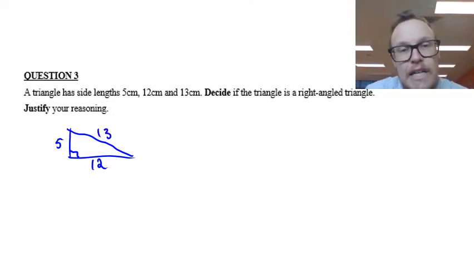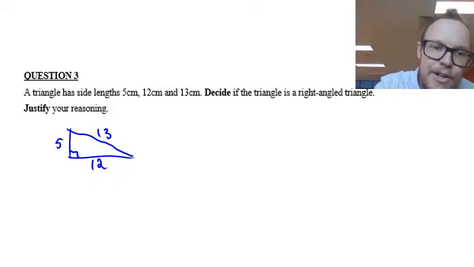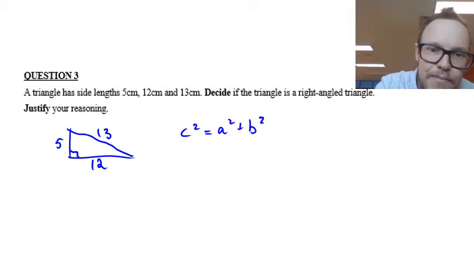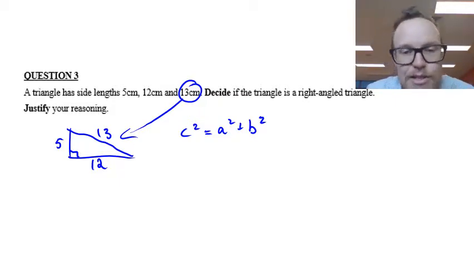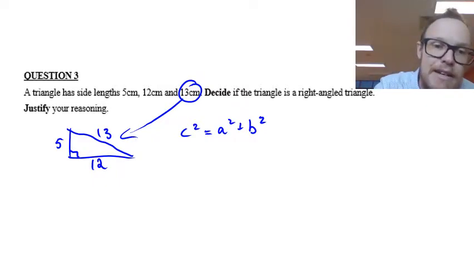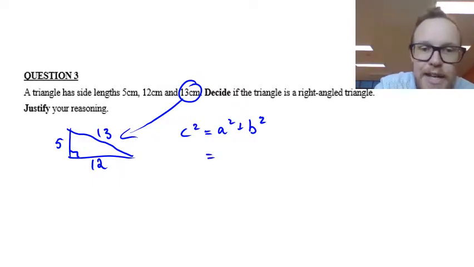right angled triangle. If it is a right angled triangle, it will conform to Pythagoras' theorem. So c squared equals a squared plus b squared. Now you'll notice I've labelled 13 as the hypotenuse here. The reason for that is the hypotenuse is always the longest side. So if it is true, then 13 centimetres is going to be our value for c. So we can check and see if that's true.